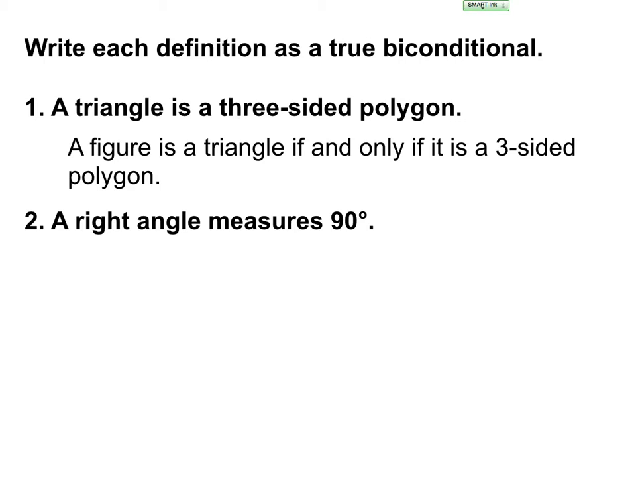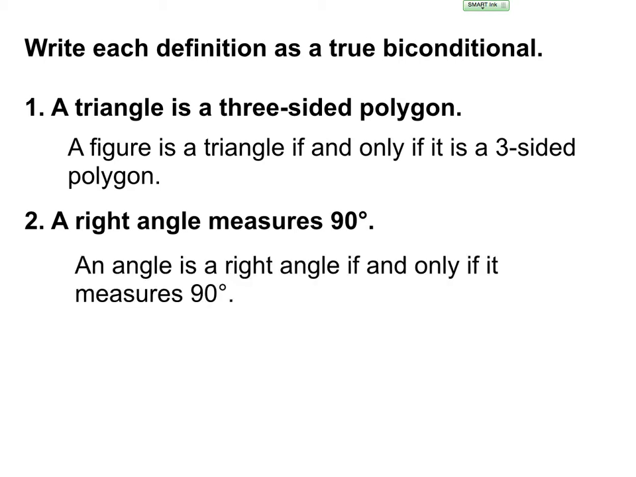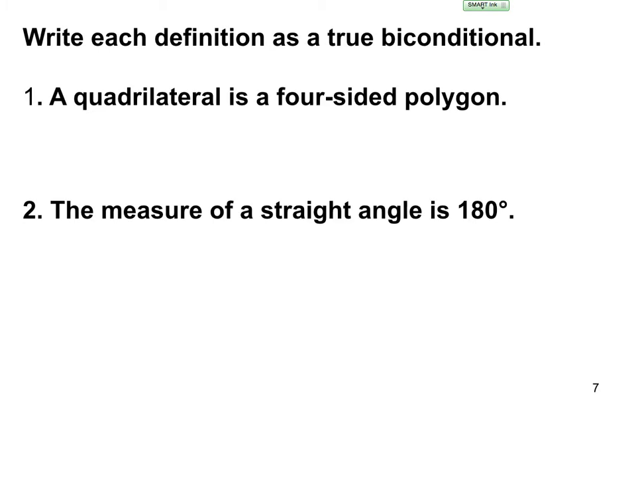How about a right angle measures 90 degrees? How would you put that in a biconditional with if and only if? Megan. Should have had you write it down. So she knew what you said. You wanna help her out, Abby? An angle is a right angle if and only if it measures 90 degrees. Correct. Okay, all right, now these two I want you individually to think.